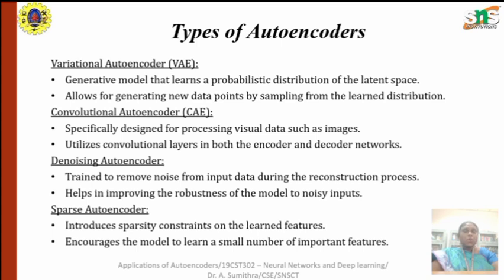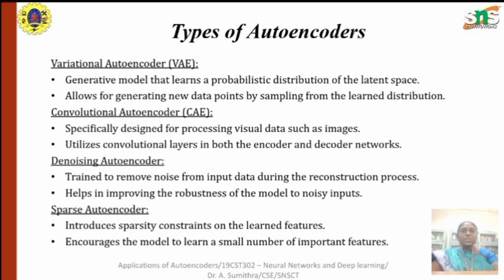Denoising autoencoders try to remove the noise from the input data by corrupting the input and reconstructing the original clean data. They are effective for tasks like image denoising and can learn robust representations that capture the underlying structure of the data.